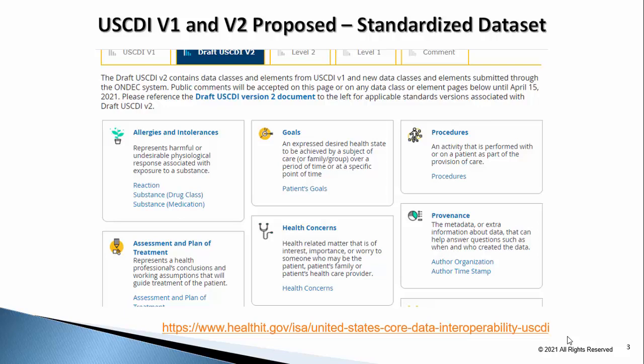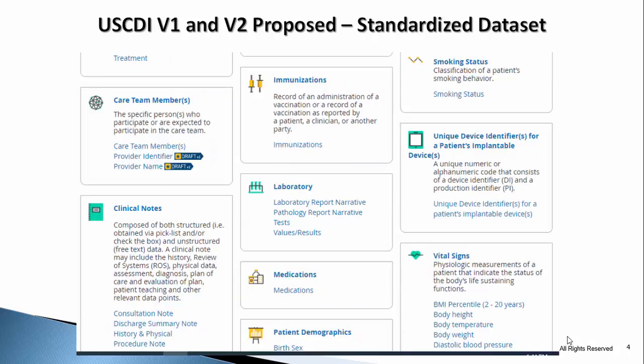Provenance, which is a little different. It's the author's organization and the author's timestamp so that it helps to authenticate the data. So it's not really the data, it's metadata, data about the data. It's saying who authored it and what's the timestamp so that we can know that we're getting authentic data. And there's a link that you can use to go out and see more about the USCDI.